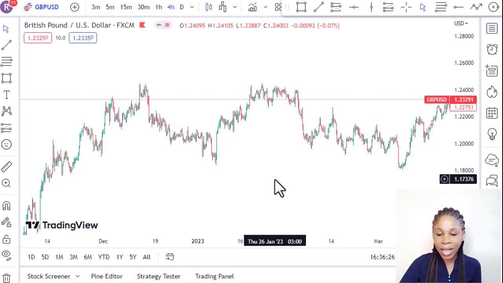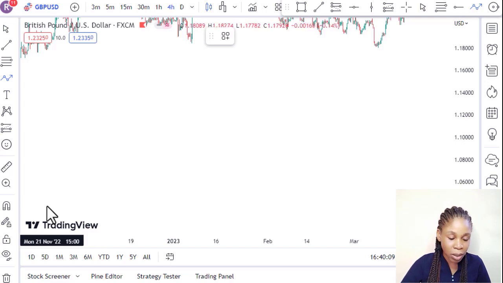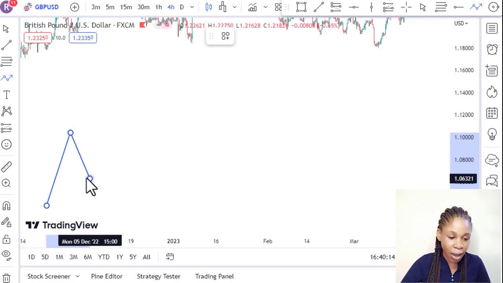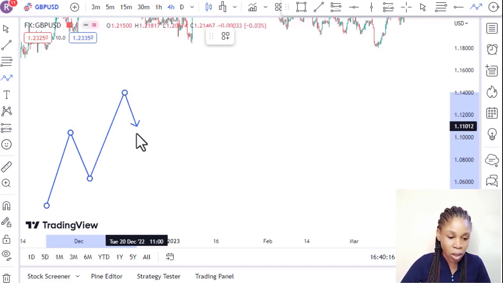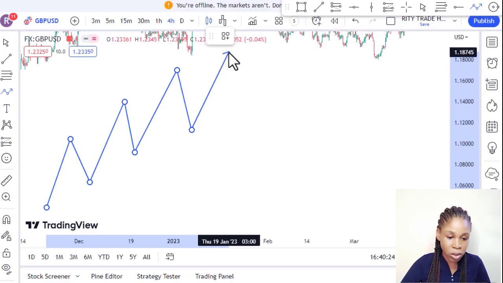Firstly, before diving into drawing the trend lines, you need to understand that the market is classified into three major types of trend. We have the uptrend, downtrend, and sideways trend, otherwise known as the consolidation or ranging market. So how do we identify these trends? An uptrend is indicated when price is making higher highs and higher lows. Let me take it on to this level.